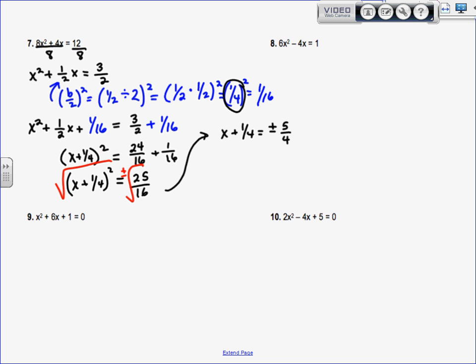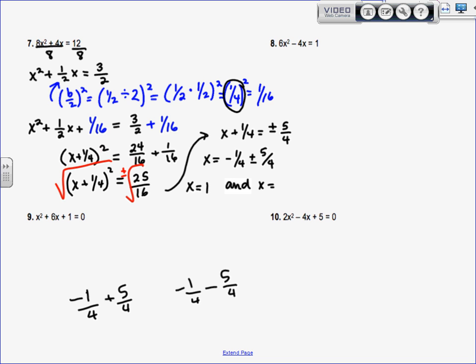And then I subtract my 1/4 over, so I get x equals negative 1/4 plus or minus 5/4. And that's two answers. So the first one is negative 1/4 plus 5/4, and the second one's negative 1/4 minus 5/4. So negative 1/4 plus 5/4 is going to be 4/4, which is 1. And the other one is negative 1/4 minus 5/4, which is negative 6/4, which reduces down to negative 3 over 2. So those are your two answers.